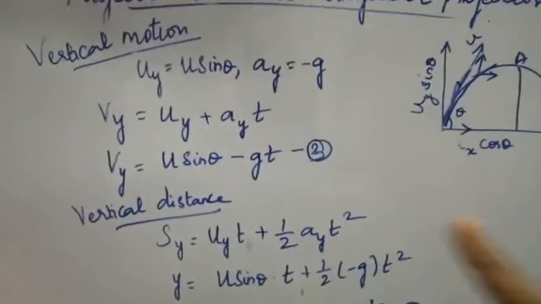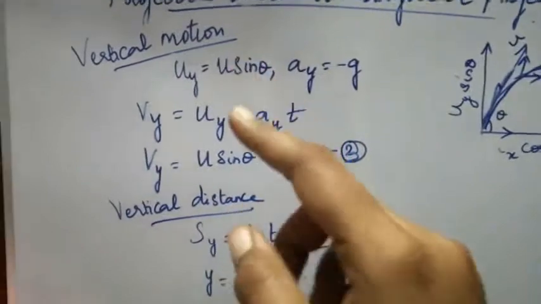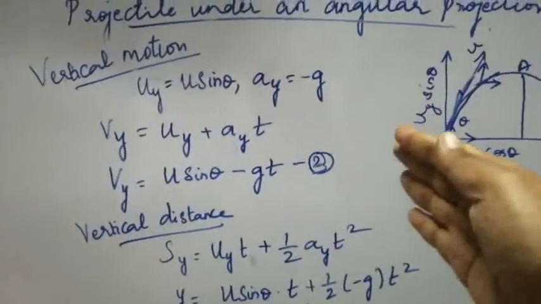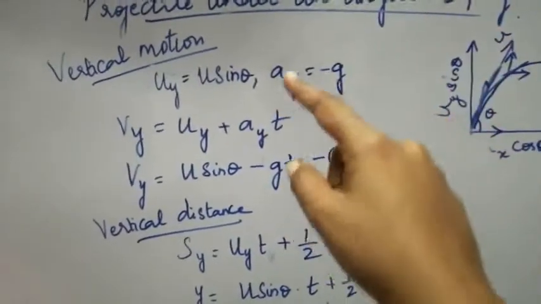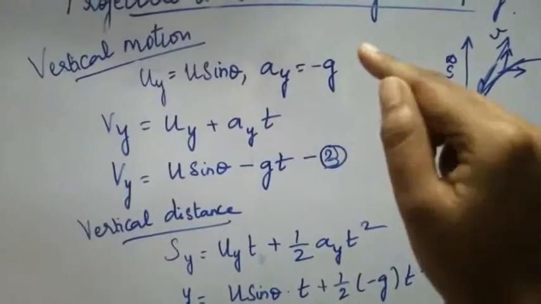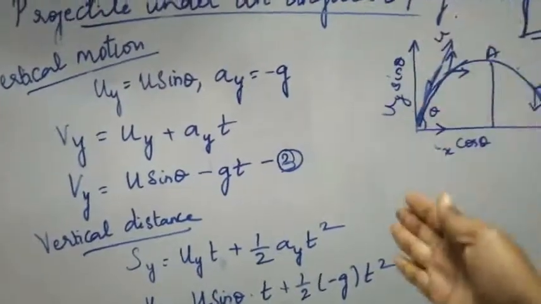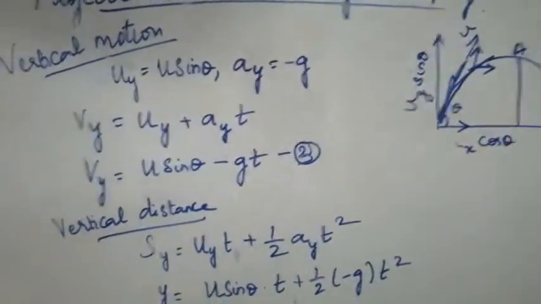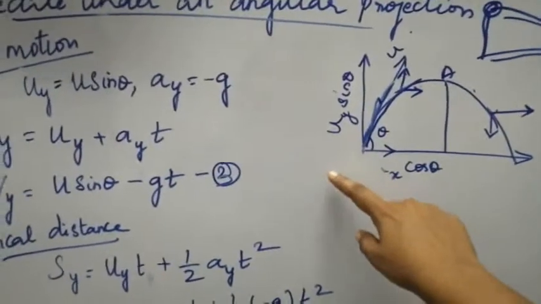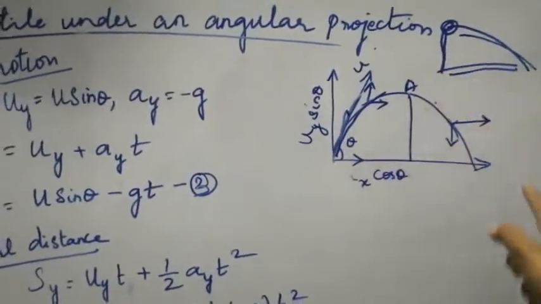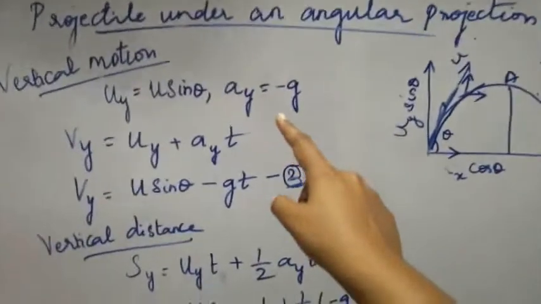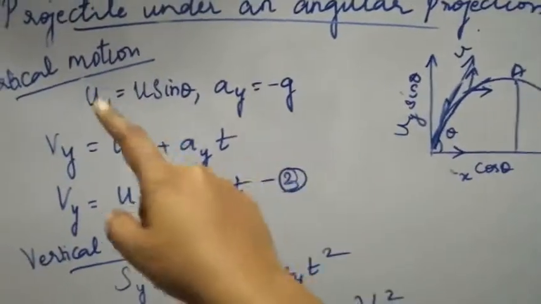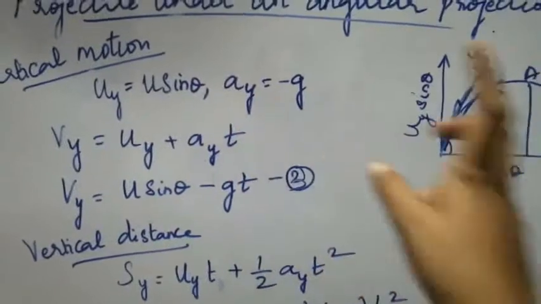So next, the vertical motion. For vertical motion, vertical is along the y direction. In the y direction, the a value is completely due to gravity and it is moving downwards, so it is minus g here. Because there we have taken only g, here it is minus g. Why? Because you have the upward motion also and then the downward motion also. So ay is equal to minus g, then uy is equal to u sin theta.